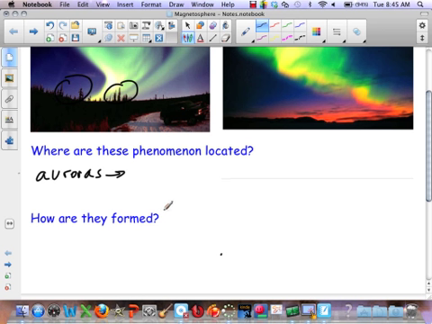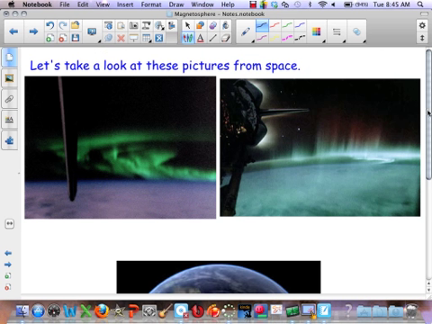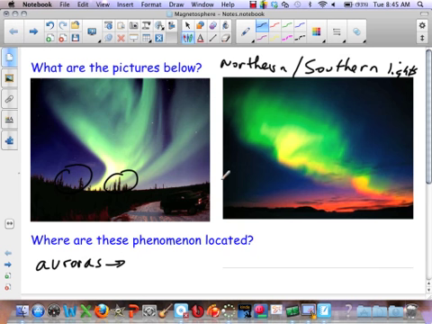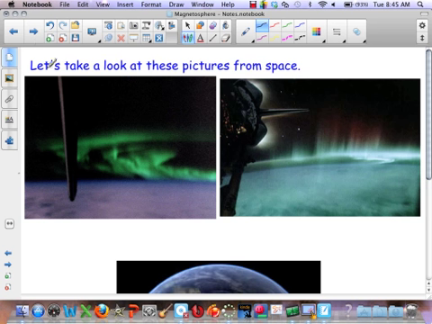So let's come back to this question here. Here are some more pictures. Notice how far above the Earth the auroras really are. So they're not actually part of the atmosphere. They're not part of the sky, so to speak. They're actually above Earth, on the outermost edge of our atmosphere. So while on the ground they look like they're in the sky, they're really, really high above Earth.